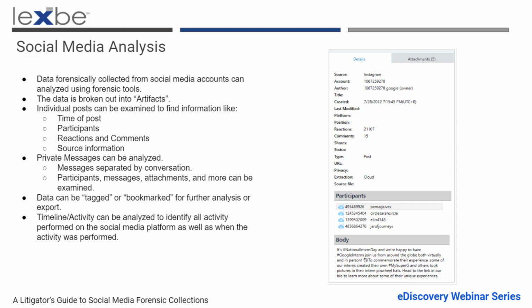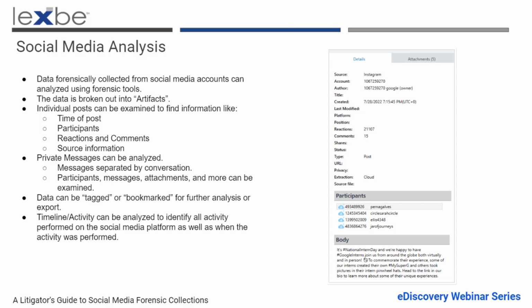And then timeline and activity can be analyzed to identify all activity performed on the social media platform, as well as when the activity was performed. The timeline, like we looked at earlier, is a great tool for forensic professionals to be able to see and narrow down a search. Searches can also be filtered by time and date.